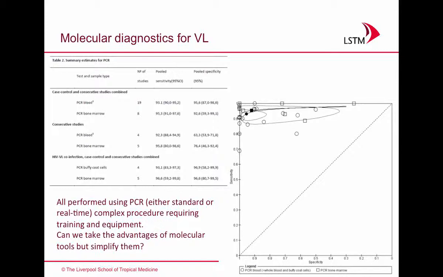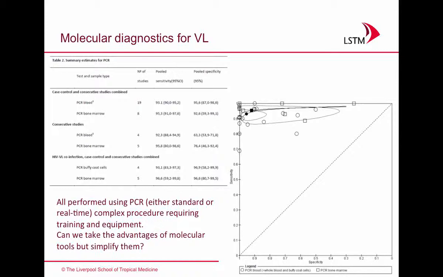If we move to the bone marrow, then the sensitivity does increase. The problem that we found, and really this is an ongoing discussion with colleagues, is when we look at the consecutive studies, so when we're looking at visceral leishmaniasis suspects rather than case control, is that although our sensitivity remains high, our specificity drops to 63%.